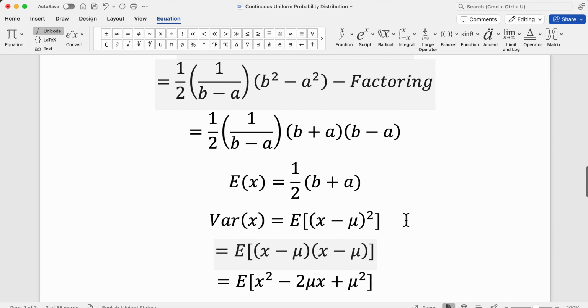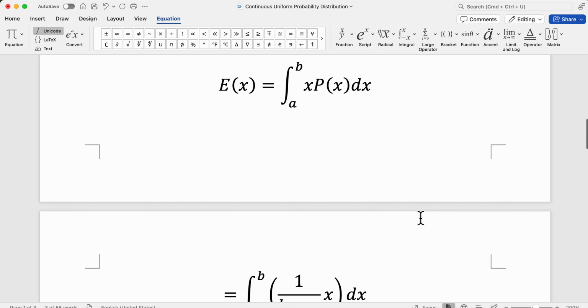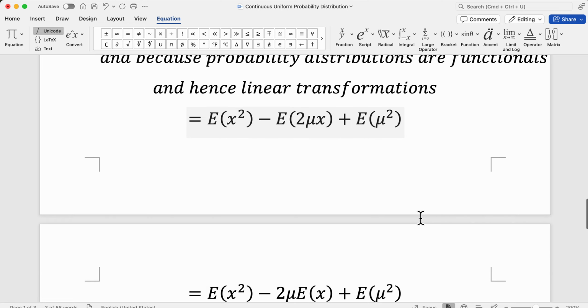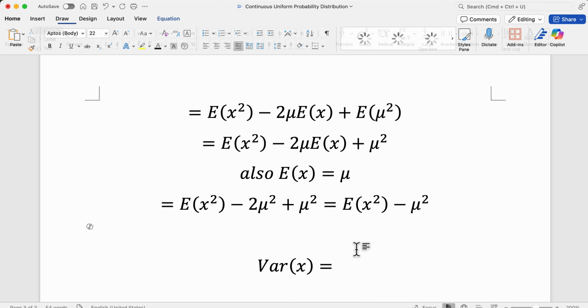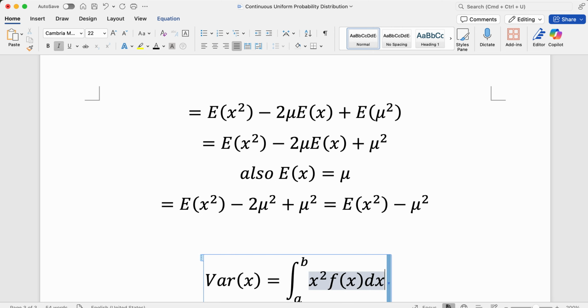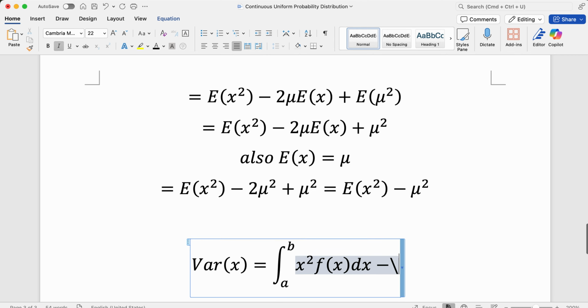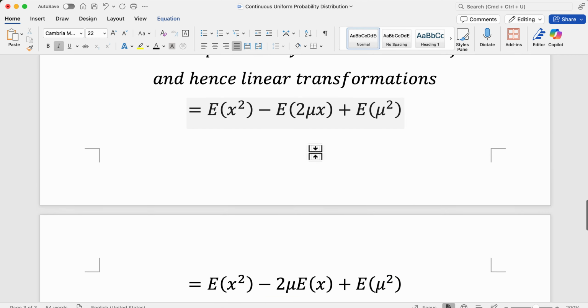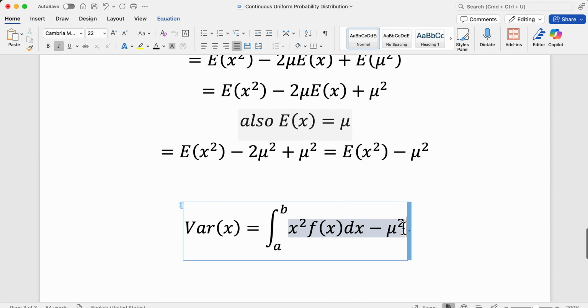So essentially, going back to the continuous uniform probability density function, the variance of x would be just the integral from a to b of x squared f of x dx minus mu squared, which is essentially the e of x that we already found over here. So then this is just e of x squared.